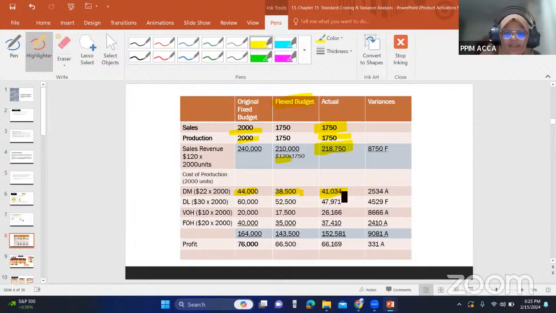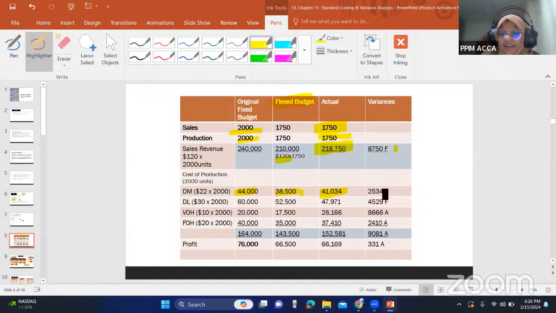Now, what you have to understand is each of these variances that I have calculated. So this 8,750 favorable is because 218,750 is the sales revenue, which is more than the flexed budget. How much more? 218,750 minus 210,000 is 8,750. Okay. So the variance, or the difference between the actual and the flex budget, is 8,750. Why am I calling it favorable? Because I was only supposed to earn 210,000. I have earned more. Earning more is always a good thing. So that's why I put it as favorable.